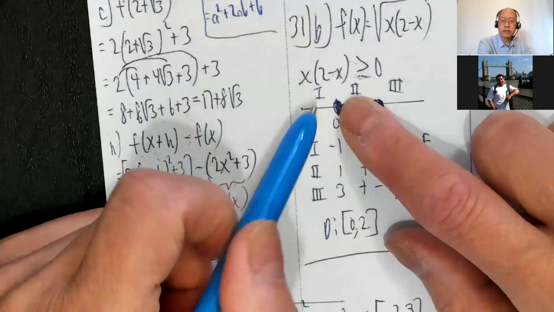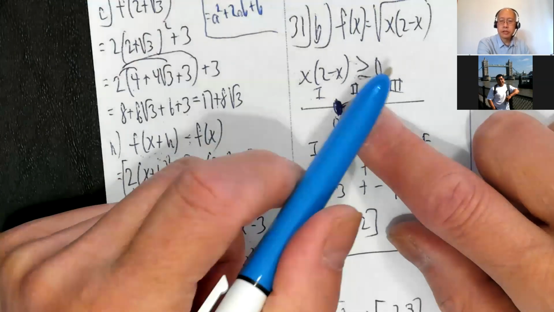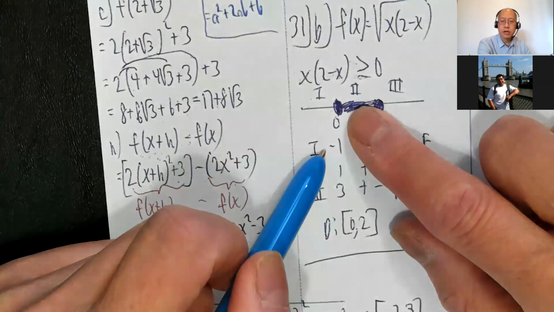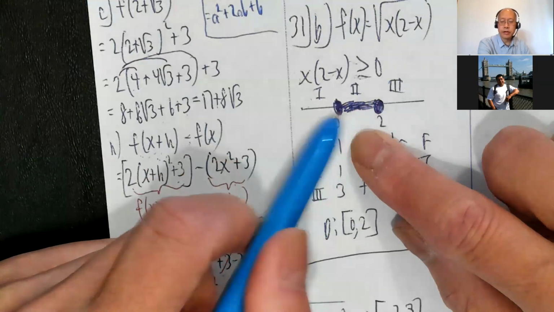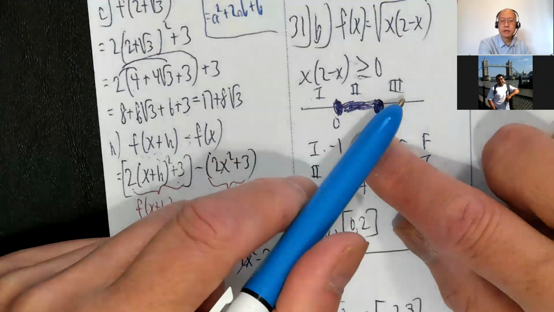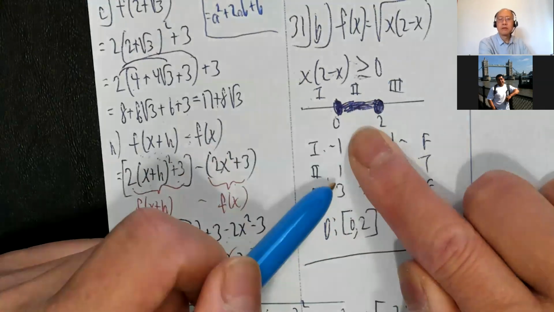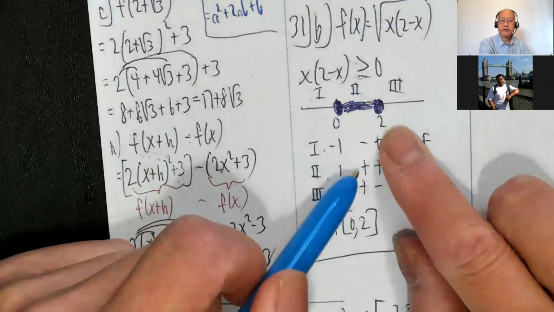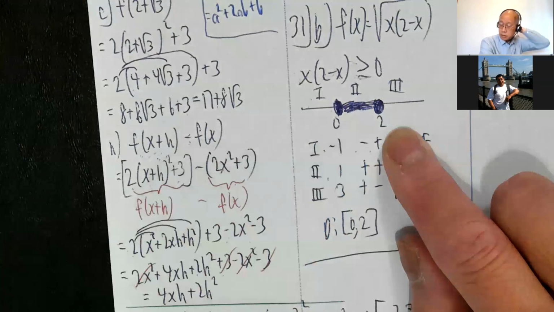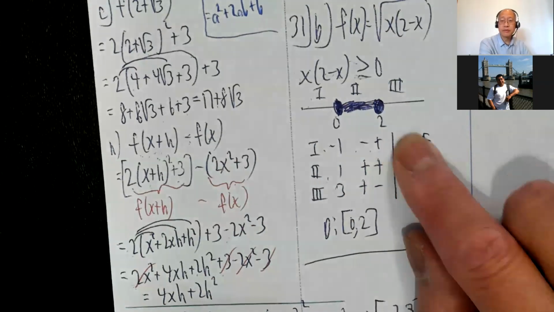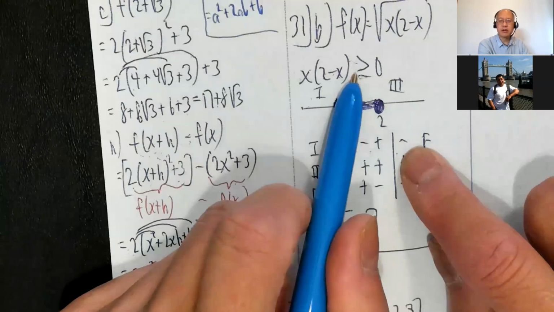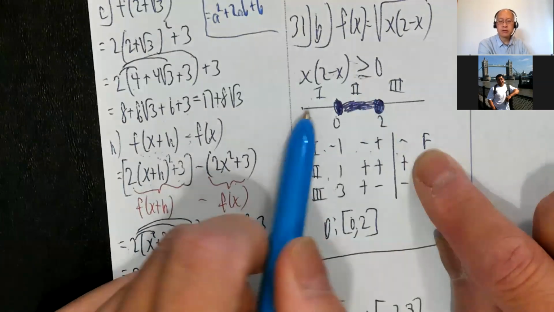So pick something in region 1, region 2, region 3. Region 1, -1. Region 2, 1. Region 3, 3. Plug in -1, x is negative. 2 minus a -1 is positive. So I have a negative times a positive. That's a negative. Negative greater than or equal to 0? No, that's false. Don't shade that in.